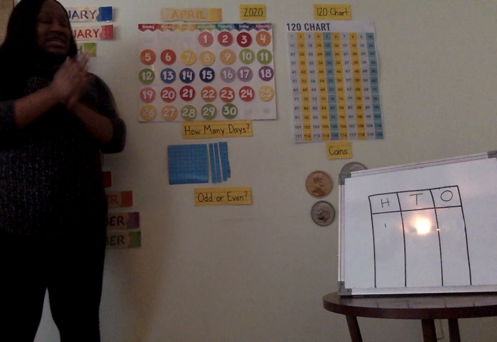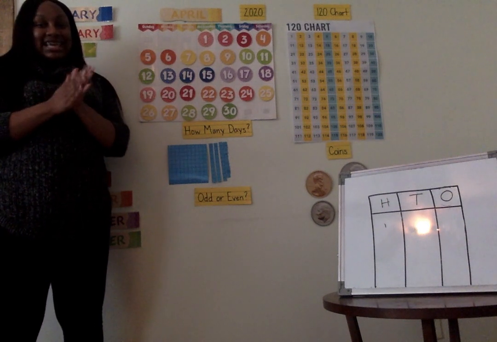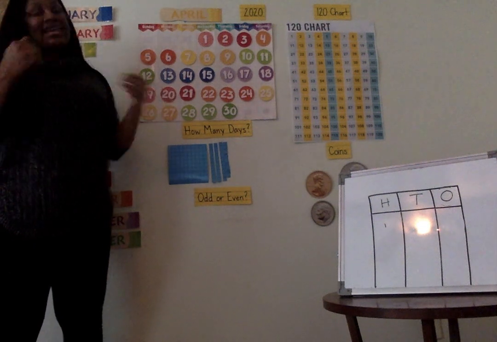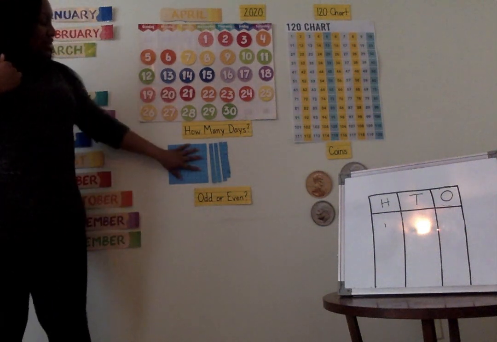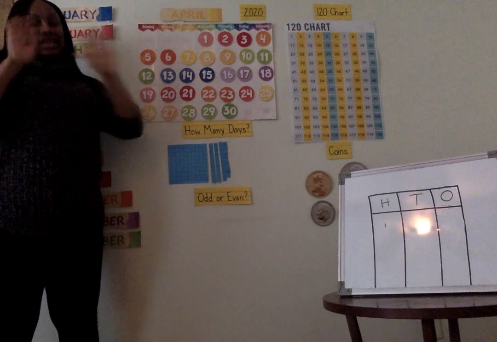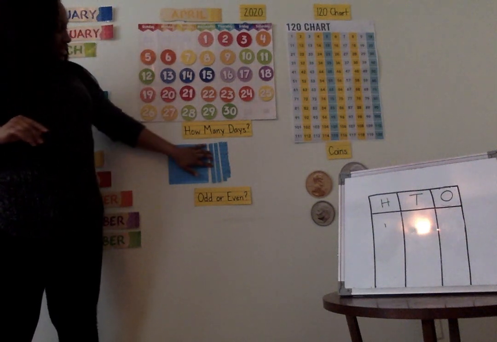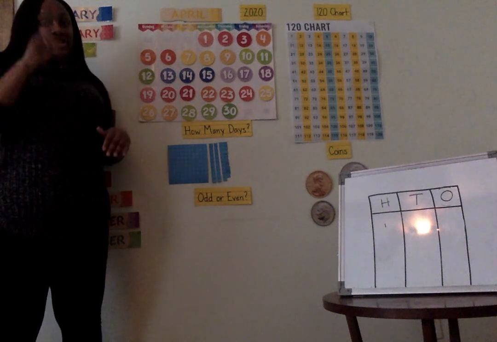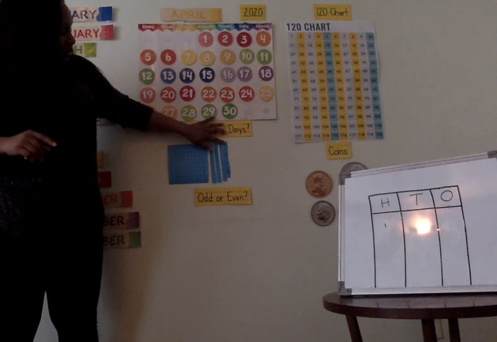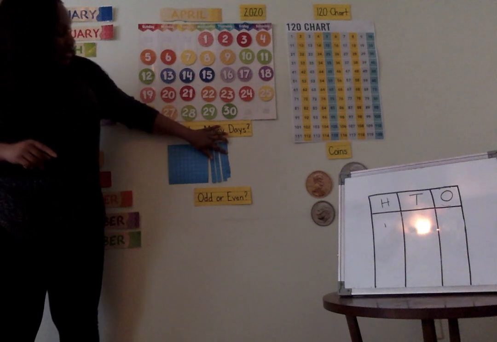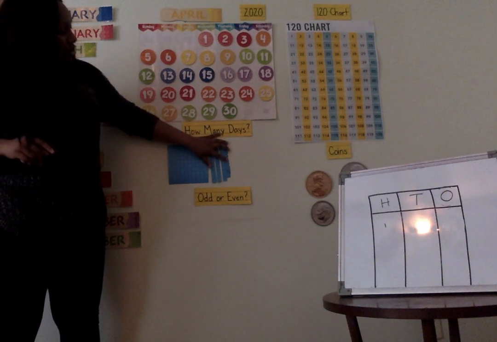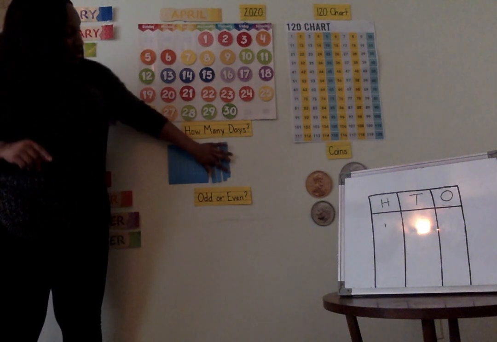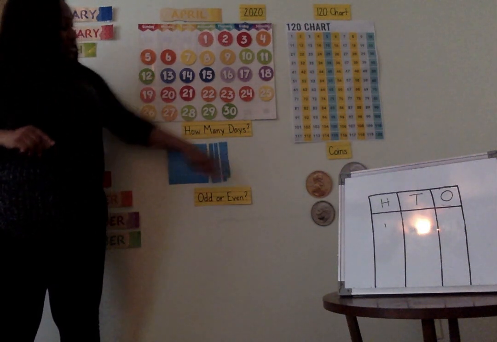Ooh, how many days is going to be so interesting. Get ready. How many days have we been in school? Count with me. Get ready. 100. Stop. Switch. Count by 10s. 110, 120, 130. Stop. Switch. Count by 1s. 131, 132, 133, 134, 135, 136, 137, 138, 139.